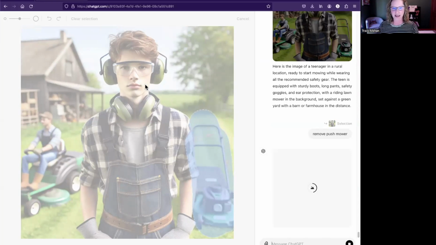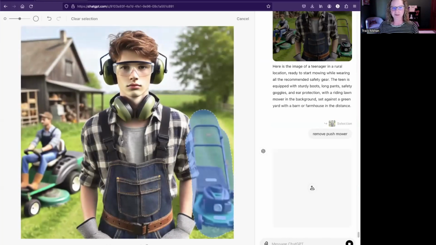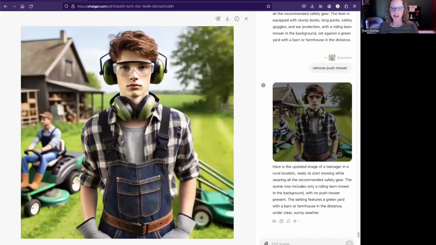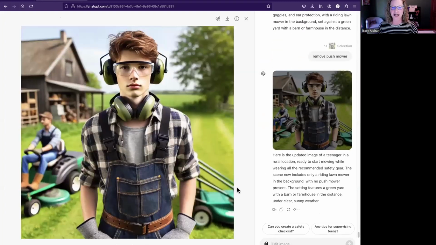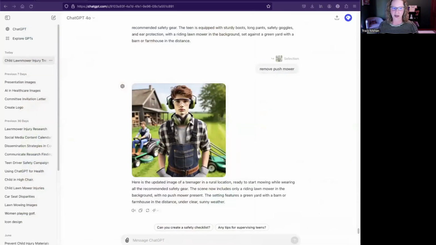In this case, I realized he has two sets of ear protection. Probably doesn't need both of them, so we could get rid of one of those as well. So here, this is a great example. It removed it, but now it put it back in and turned it in a different direction. So sometimes you have to play around with it a little bit, but that editing feature can be nice. You have to work with it a little bit.